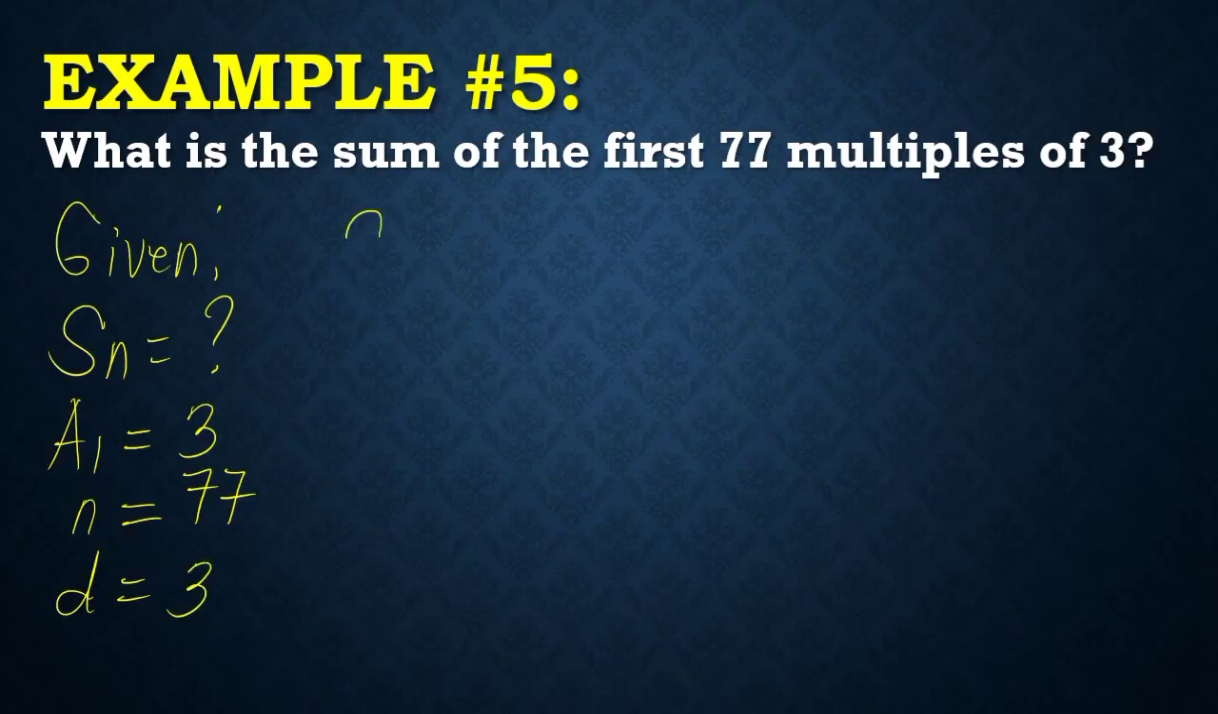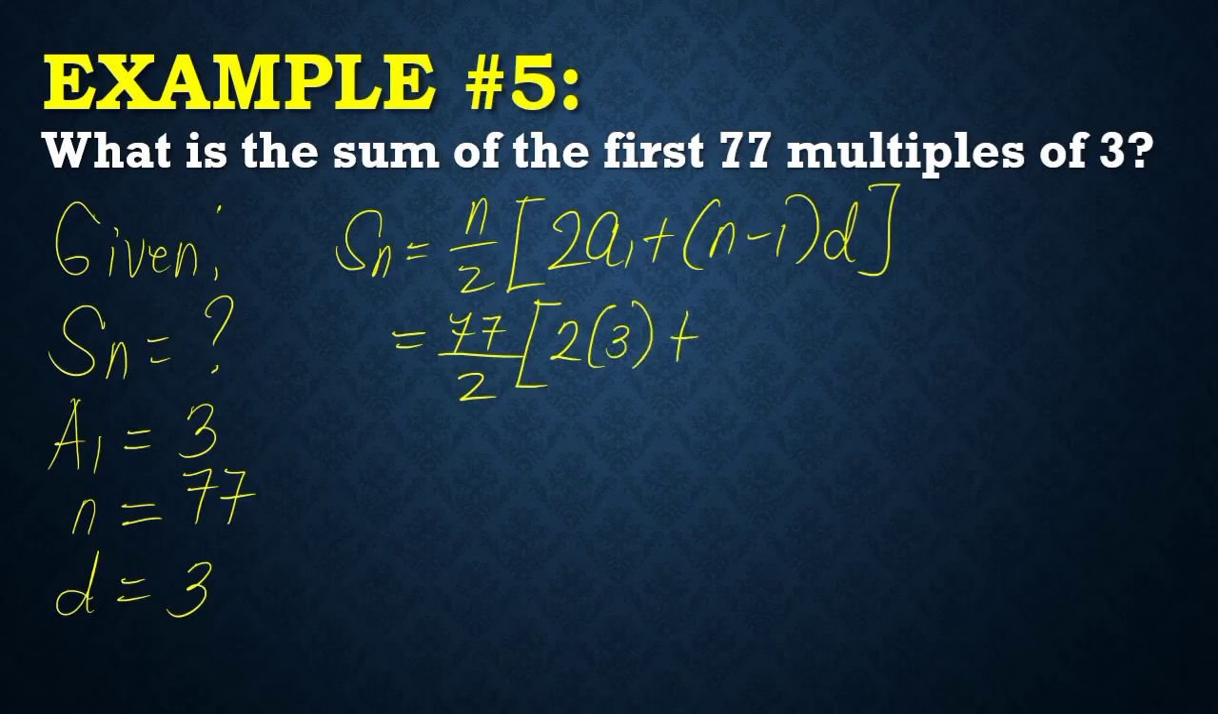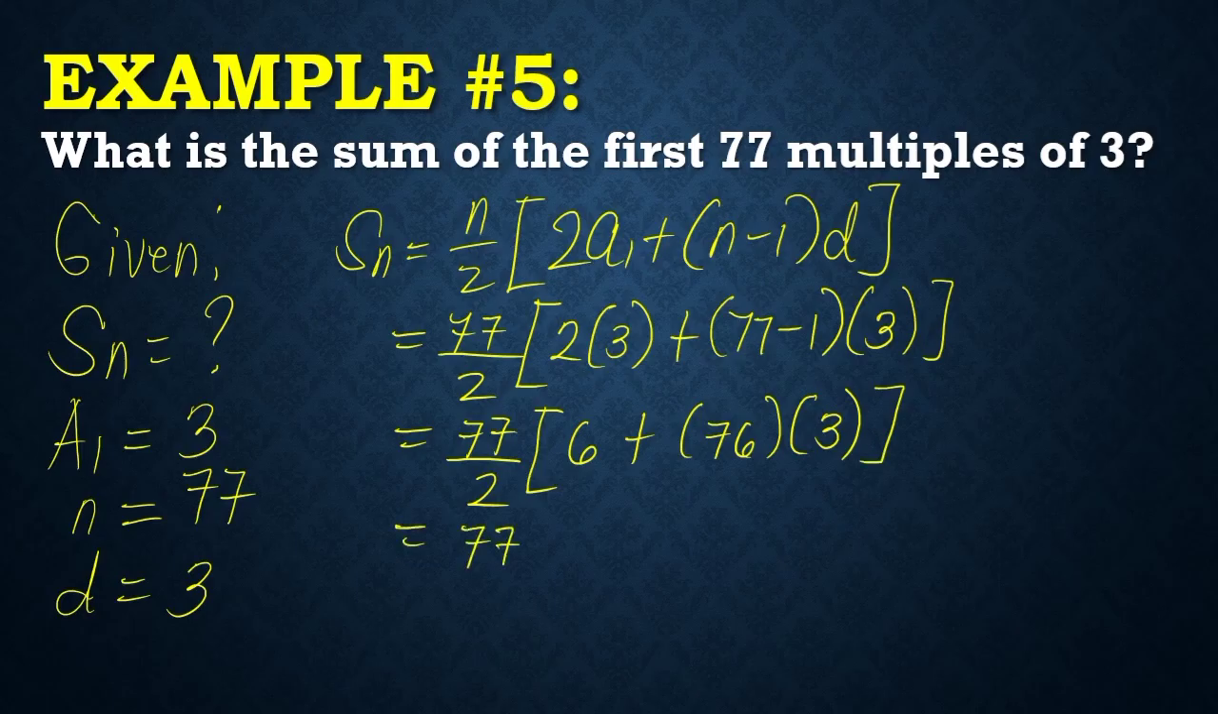So, applying the formula, S sub n is equal to n over 2 times the quantity of 2a sub 1 plus the quantity n minus 1 times d. So, our n, 77 over 2. And then 2 times the first term, 3, plus n minus 1, that is 77 minus 1, times the common difference, 3. Next. So, wag muna natin i-divide yung 77 by 2. So, pakita ko sa inyo yung kinakancel. Okay. 2 times 3, 6, plus 77 minus 1, that is 76, times 3. Next, 77 over 2 times 6 plus, so the product of 76 and 3, that is 228.